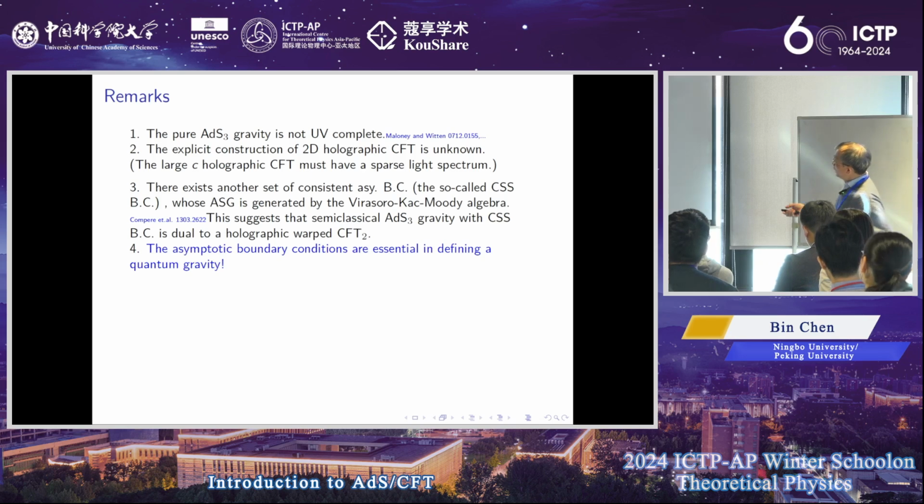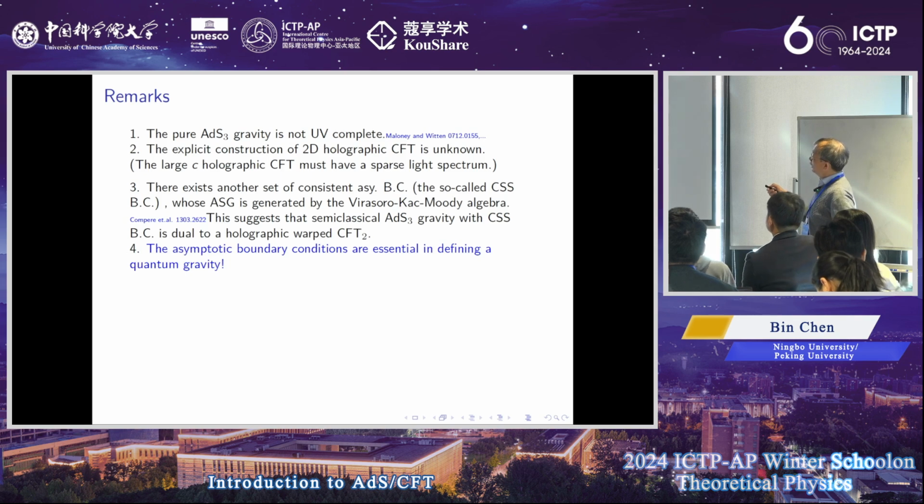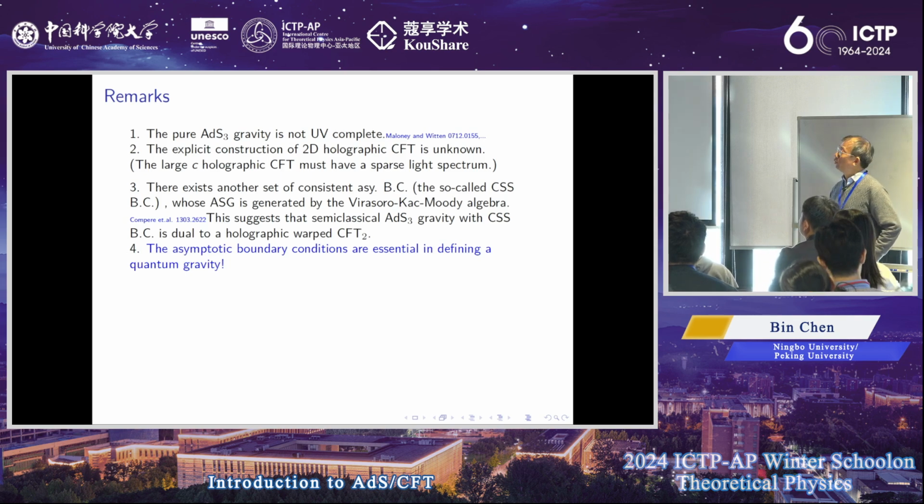From this, we say that the asymptotic boundary condition is extremely important. With different asymptotic boundary conditions, even though the action is the same, in defining a quantum gravity the asymptotic boundary condition plays a very important role.